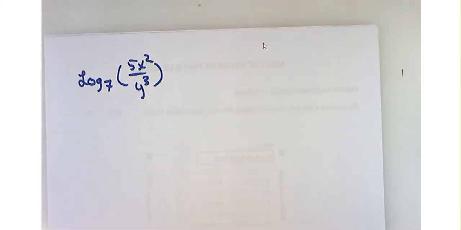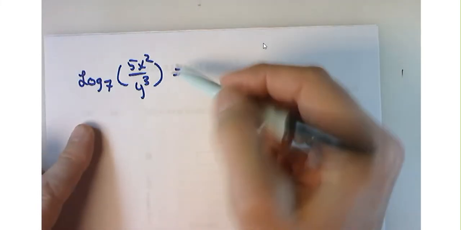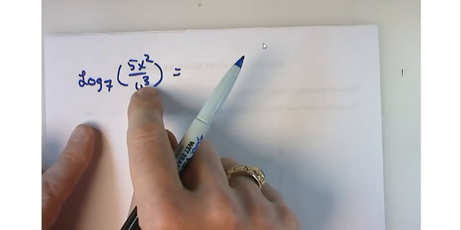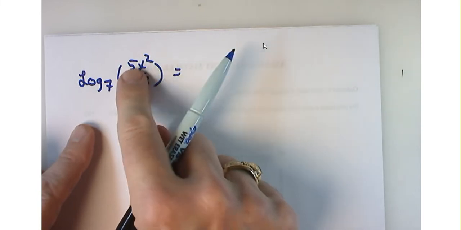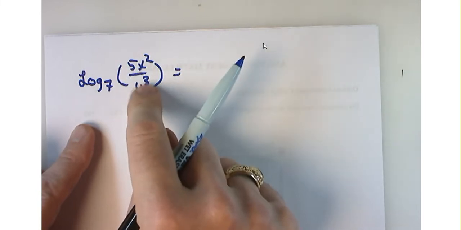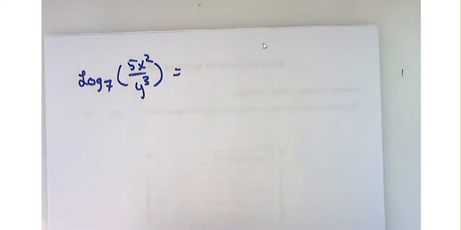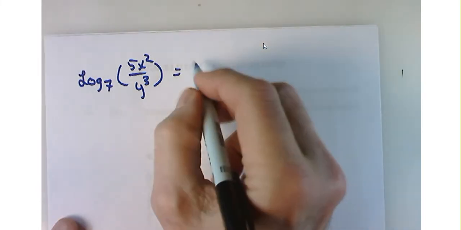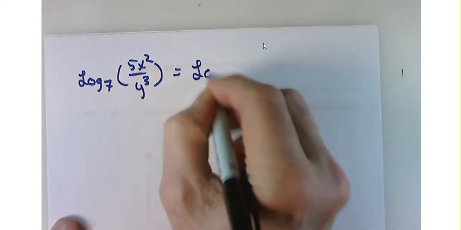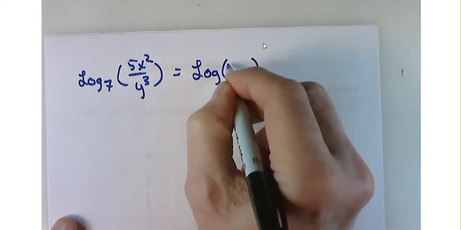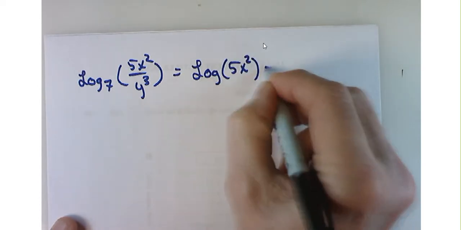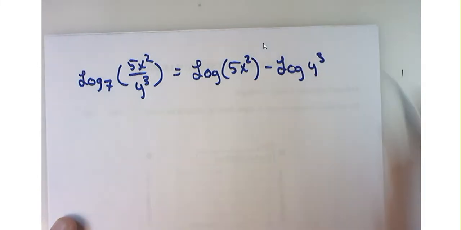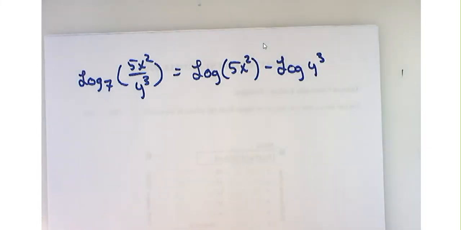So to start off with, I see some exponents and products and stuff like that, but the product is only in the numerator and the exponents only apply to individual terms. So the first thing you really see is that this is a quotient. And because of that, we're going to use the quotient rule. So that's going to become the log of the numerator, which is 5x squared, minus the log of the denominator, which is y cubed. So that's the first thing.